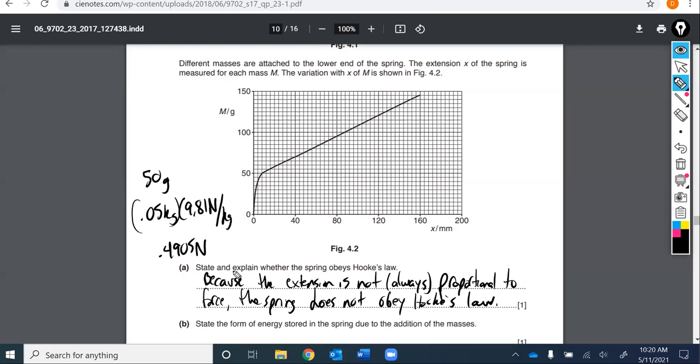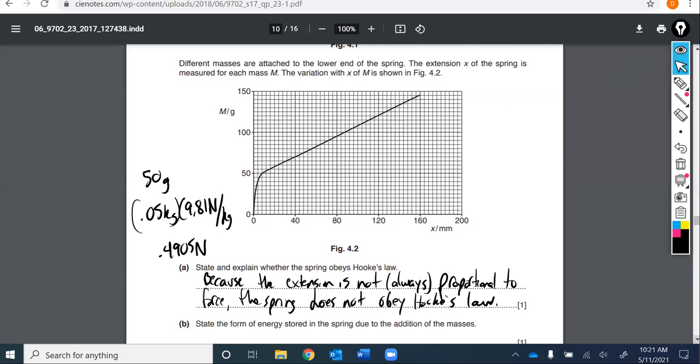I imagine some students might say the spring only obeys Hooke's law once a 50-gram mass has been applied, and so then the extension is proportional to the force applied, up to whatever, 160 millimeters. That might get the mark too, if you just say it obeys Hooke's law, but only here. But if you look at the entire data set, it doesn't obey Hooke's law. This curved part of the graph disqualifies it from obeying Hooke's law. But it does obey it over this part. That's the way physics goes.